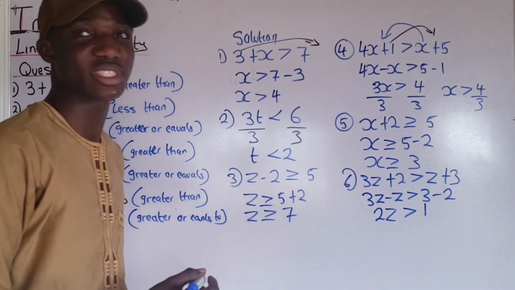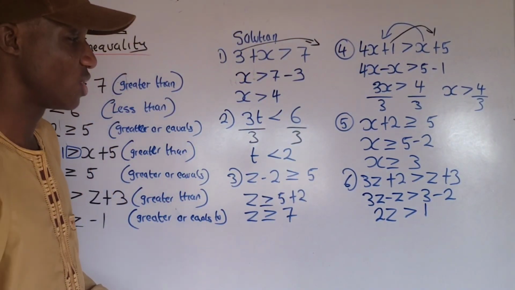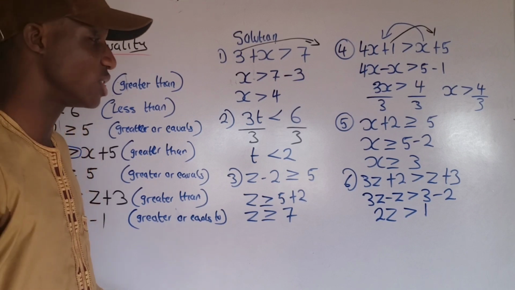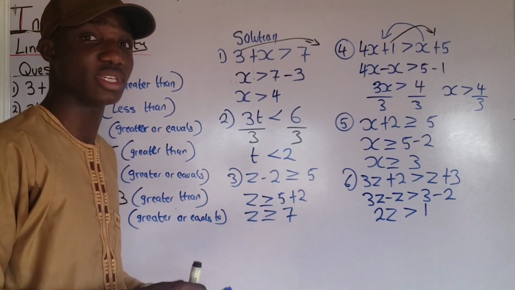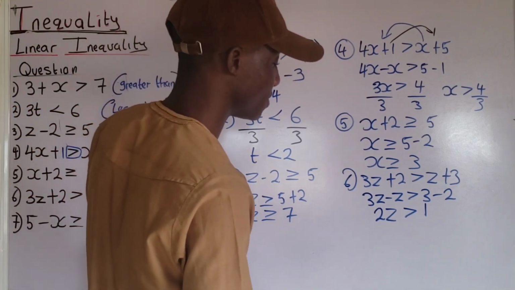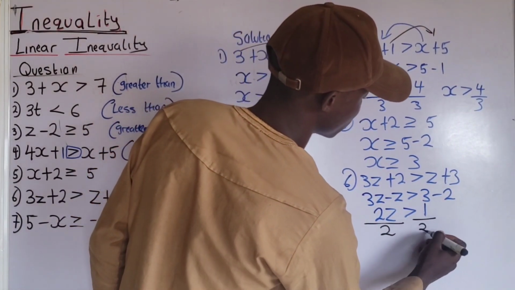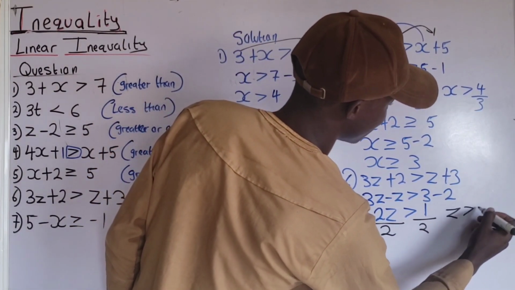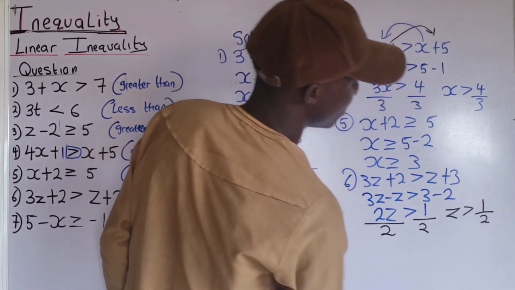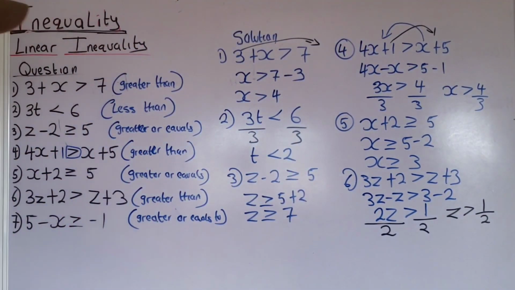Here I'm going to divide both sides by what? By 2, because the goal is to determine the range of z. So here I'm going to divide by 2. So z is greater than 1 over 2. So that is the solution to the question.